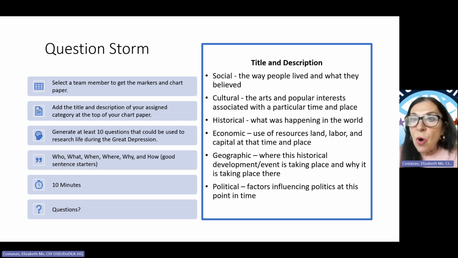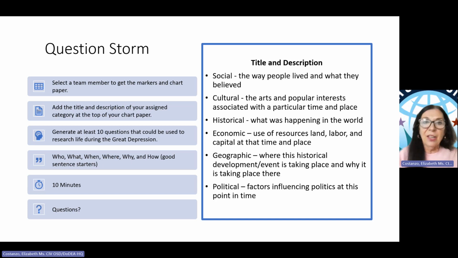Okay, then you are, as a team, you're going to generate at least 10 questions that could be used to research the Great Depression for that particular lens, okay? So once again, a minimum of 10 questions that you could use to help you learn more about this particular piece to establish the historical context of the Great Depression. Remember, our question starters, really good ones, are who, what, when, where, why, and how. You're going to have 10 minutes. Any questions? Awesome. Okay, I'm going to set the timer. You have 10 minutes. Let's do this.